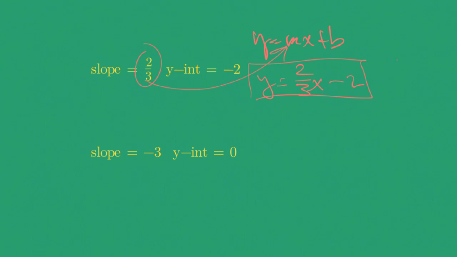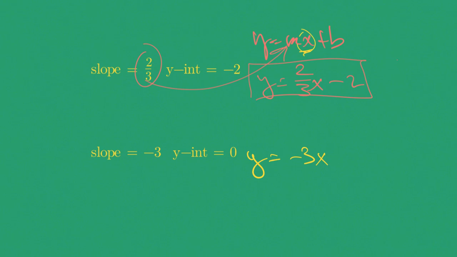So if we take a look at the second set of information here, we've got a slope of -3 and a y-intercept of 0. So what do you think this equation is going to look like? Y equals -3. What's the letter that always comes with the slope? Look right here. -3x.